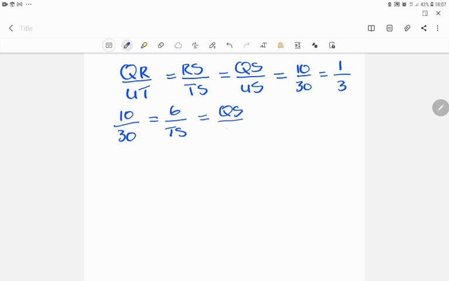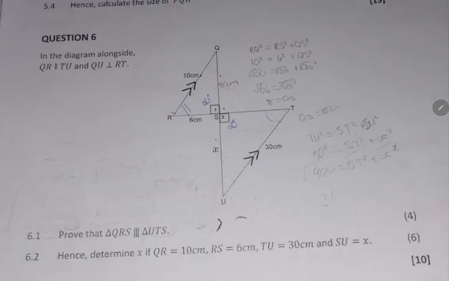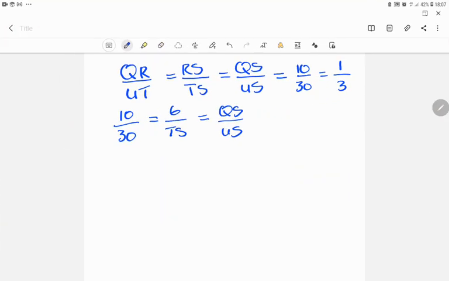I do not have QS. I do not have US. Let's quickly go back and see if we can solve anything else. So we have 10, 6, and 30, and SU is X. That's all we have. SU is X. So this means we basically have 10 over 30 equals 6 over TS, and QS we do not know. I have US, which is X, right? So what we can do is that we cannot solve this at the moment.